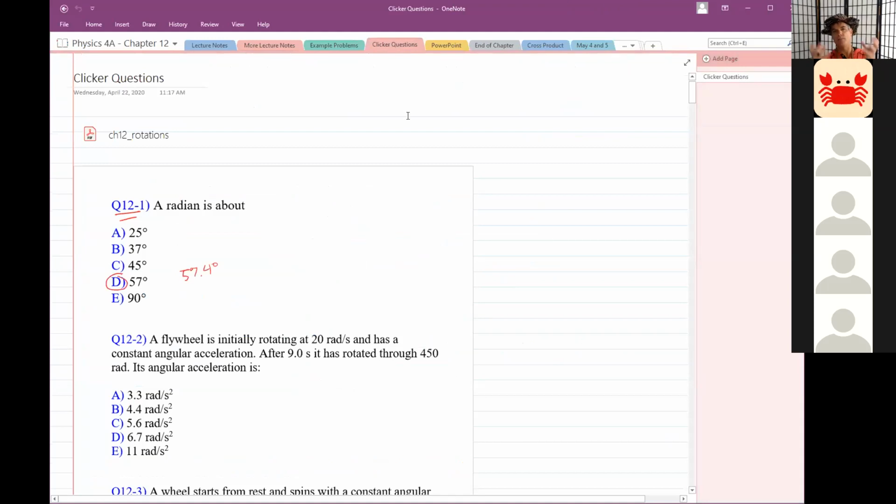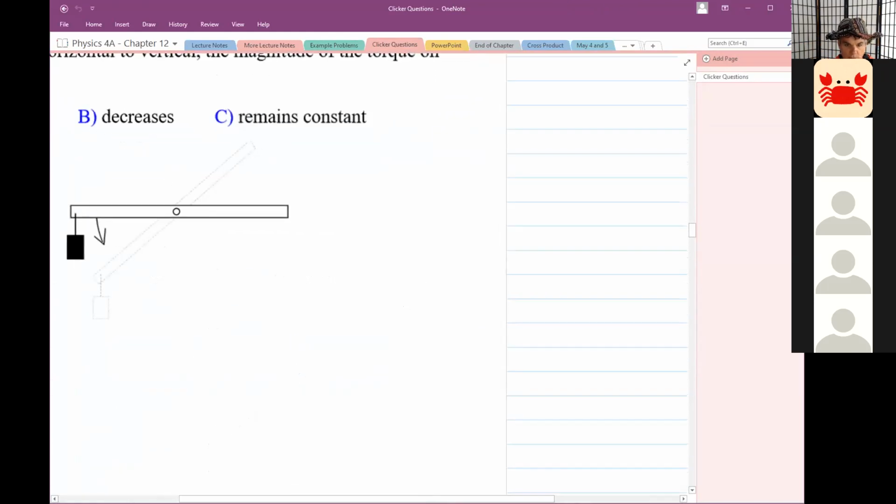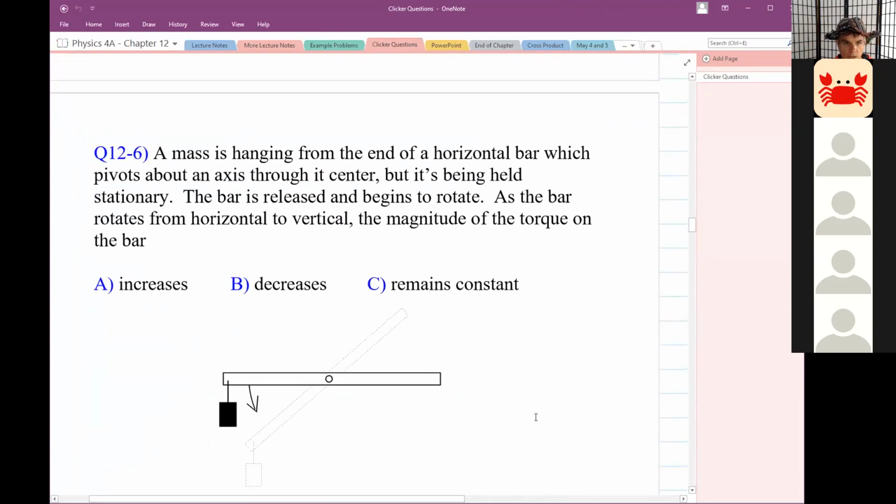Okay, what I want to do is ask one more clicker question and then go on to this very last thing about pulleys that aren't massless, how they affect the tension. So the very last clicker question is: a mass is hanging from the end of a horizontal bar, which pivots about an axis through its center, but it's being held stationary. The bar is released and begins to rotate. As the bar rotates from horizontal to vertical, the magnitude of the torque on the bar increases, decreases, or remains constant. Let's again do this as a quick little poll.